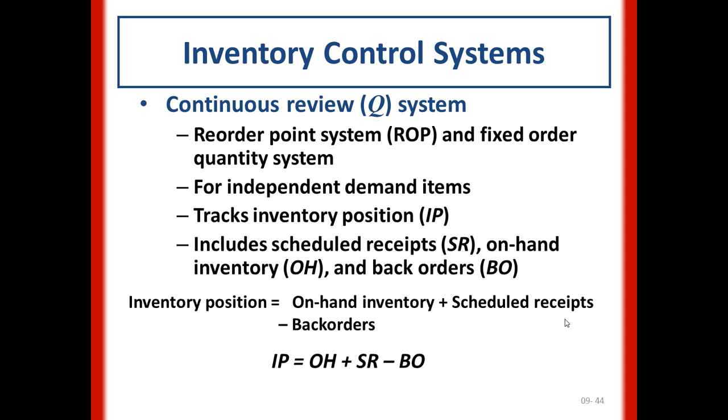Continuous review system can be applied to any retail environment. For example, Walmart, Target, or Meijer. In this system, the inventory level is often checked every time a customer buys the item. The inventory level is always updated. This type of system is preferable for independent demand items.